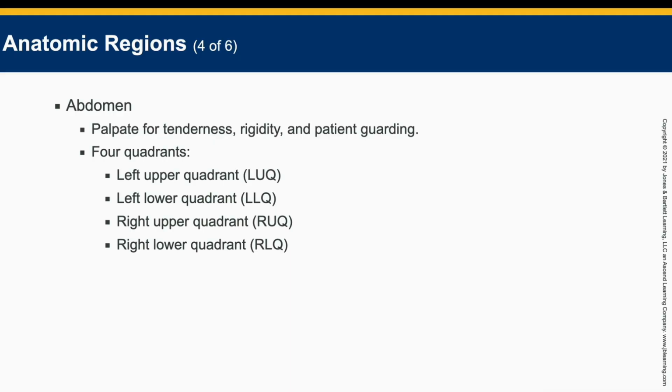Next is the abdomen during our secondary assessment. Begin by palpating the abdomen to check for tenderness, rigidity, or guarding. Tenderness might indicate injury or illness, while rigidity or guarding can suggest internal irritation, inflammation, or bleeding. When evaluating the abdomen, we divide it into 4 quadrants to help identify where pain or problems are located. Using these quadrants allows us to more accurately describe findings and communicate patient information to other healthcare providers.